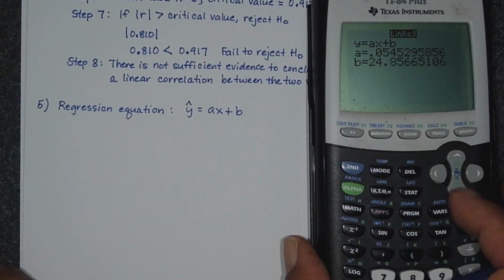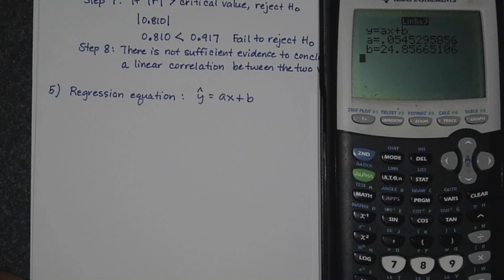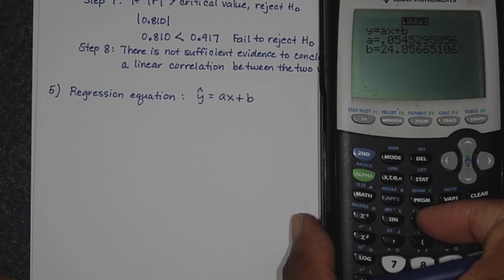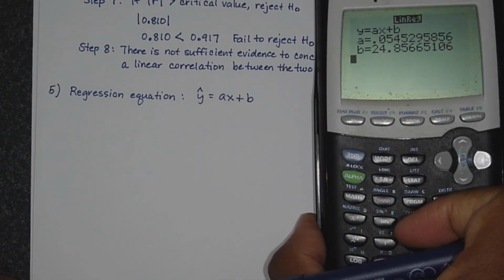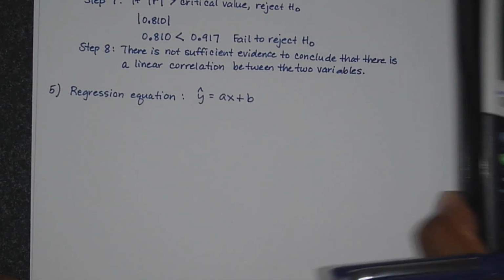Anyone? I didn't see the LinReg ax plus b. That should be number 4 under calculate, LinReg. Oh, under calculate. Yeah, I was looking at the text. Okay. You said 3 decimal places or 2? 3. 0.055. Correct.